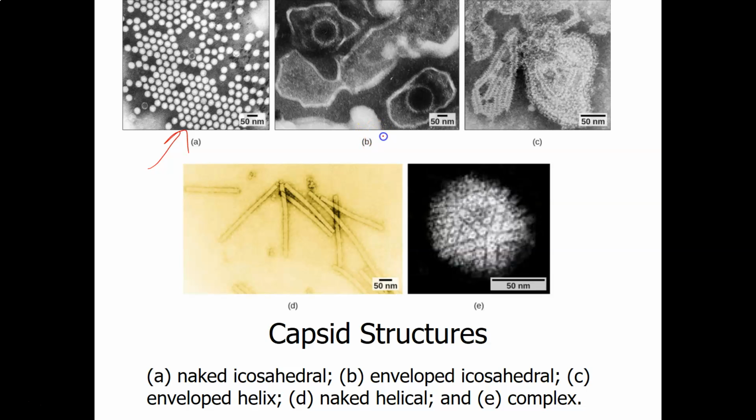And then B is enveloped icosahedral. So here's the capsid in here, and then here's the envelope outside. Your HIV is an example of that. This is enveloped helical. So it's kind of like an envelope around one of these. And then D is naked helical, and E is a complex shape. It's kind of hard to look at E and tell what it's supposed to look like.